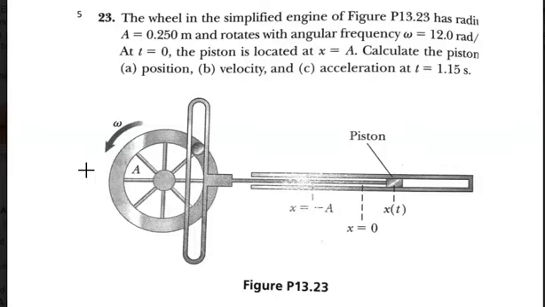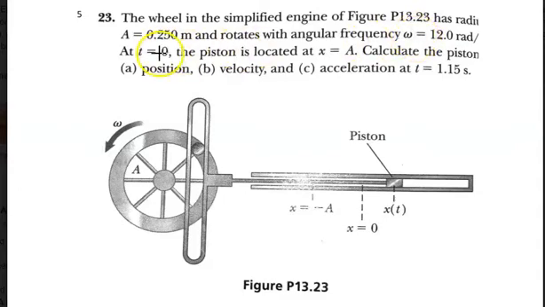So this is question number 5. The question gives you a wheel which is combined with the piston. This is a part of the engine in a car or motorcycle. You are given the radius of the wheel, whose symbol is A, equal to 0.25 meter. It rotates with angular frequency omega equal to 12 radian per second. You know that this omega is related to the period and also to your velocity.